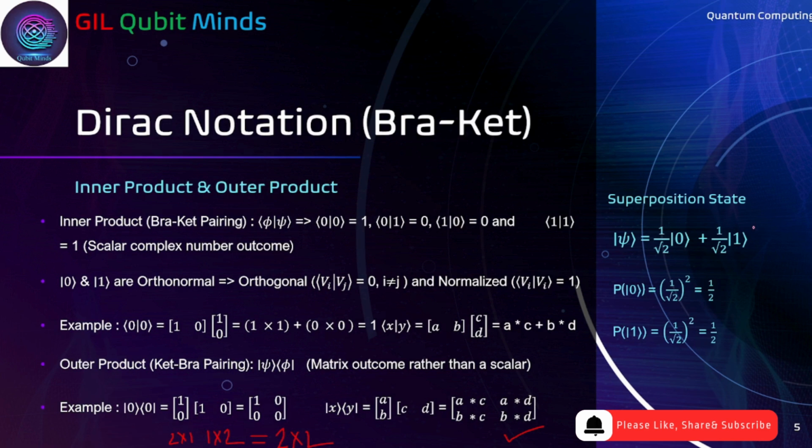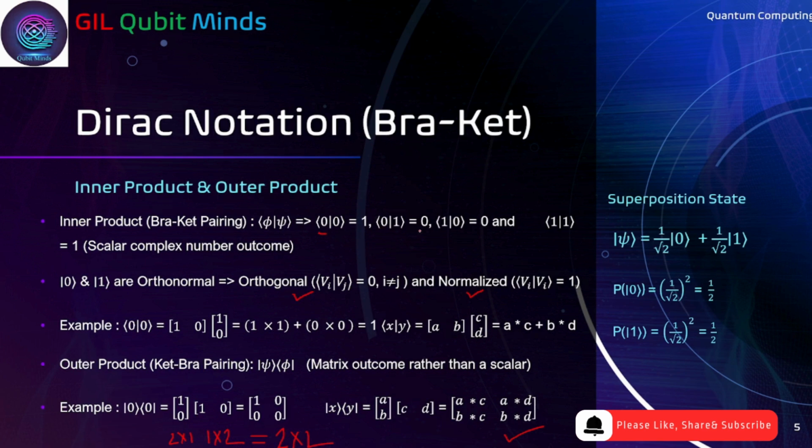Okay. So we can say that for inner product, Ket 0 and Ket 1 are orthonormal. Why are we saying orthonormal? Because it is satisfying two properties: orthogonal, which means it is perpendicular, and normalized. So why orthogonal? If we are doing the inner product of Bra i and Ket j, if the result is 0 when i is not equal to j, then we'll say it is orthogonal.